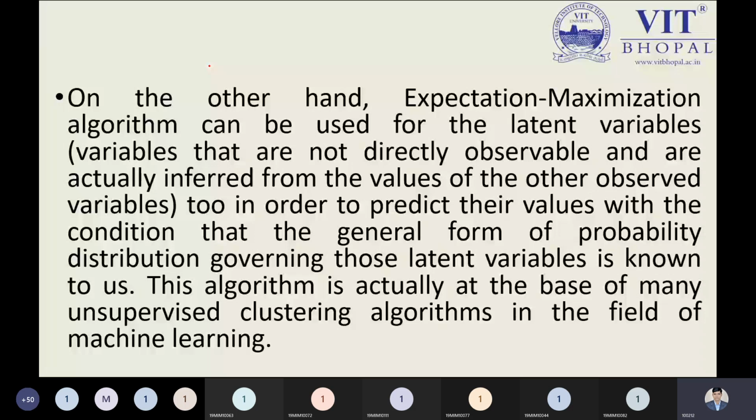So what is the expectation maximization algorithm saying to us? I can say EM algorithm. The EM algorithm can be used for latent variables. So now again we have the question, what is a latent variable? Latent variables are not directly observable, but they are part of solving a problem, just like a feature or an attribute. And they are actually inferred from the values of the other observed variables.